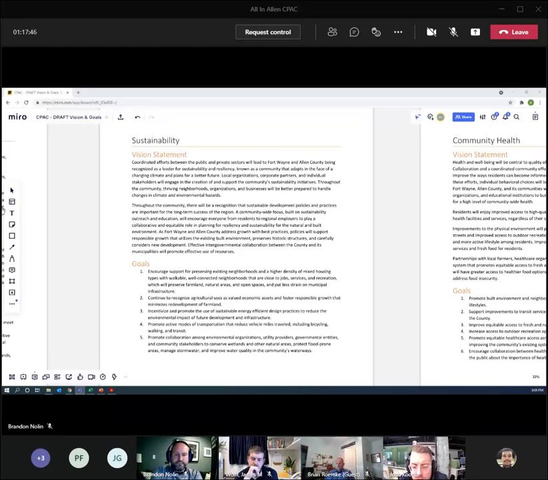And then number 5, promote collaboration among environmental organizations, utility providers, governmental entities, and community stakeholders to conserve wetlands and other natural areas, protect flood-prone areas, manage stormwater, and improve water quality in the community's waterways. So again, some wide-ranging goals, and you can see us coming at things like bicycling, walking, and transit. On the other page, we were looking at that through the lens of community health, and now looking at it through the lens of how those can impact things like vehicle miles traveled. Any thoughts or comments on sustainability, vision, and goals?